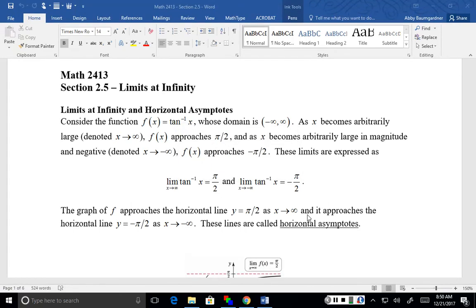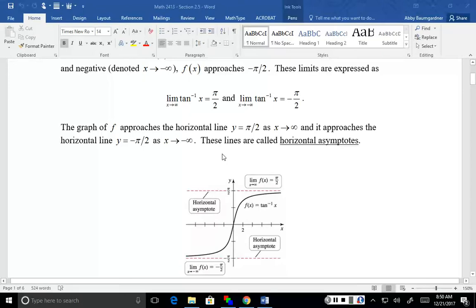Section 2.5 is limits at infinity. So here we are determining what happens at the left and right edges of the graph, if we were looking at a graph. So let's consider the function tangent inverse of x, whose domain is negative infinity to infinity. And as x becomes arbitrarily large, which we denote by saying x approaches infinity, we see that the graph itself, f of x, approaches pi over 2.